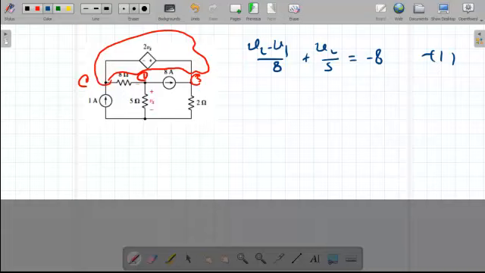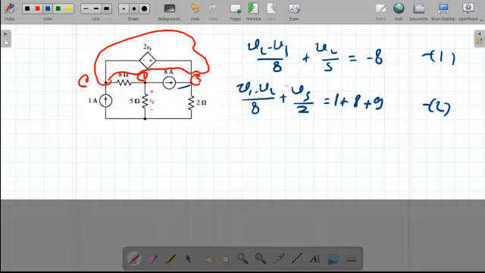So V1 minus V2 over 8. Yes, this is leaving. And V3 over 2. This is the only resistor that we have. Then we have 1 amp entering. So 1 amp is entering from here, and also 8 amp is entering the node from here. So we say 1 plus 8 equals 9. So this is my second equation.